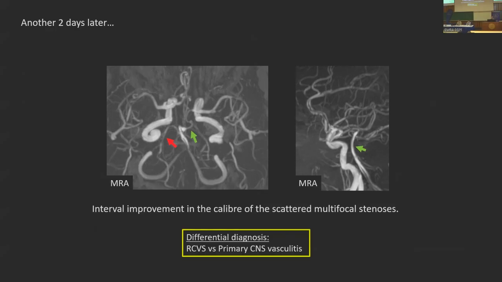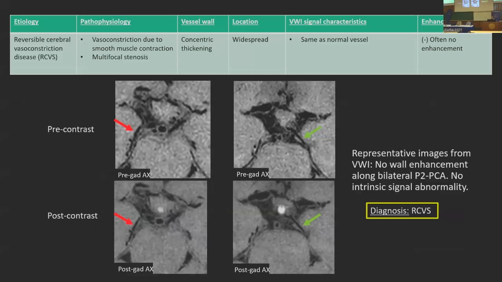So is it a case of RCVS or is it a case of vasculitis? Vessel wall imaging was extremely helpful here. It shows concentric thickening of the vessel walls, but importantly, no enhancement. It's a complementary case to the earlier example of vasculitis. No enhancement, concentric thickening is RCVS.